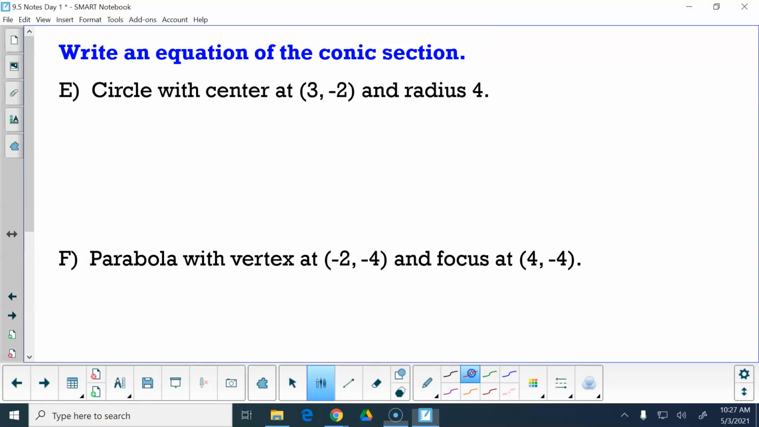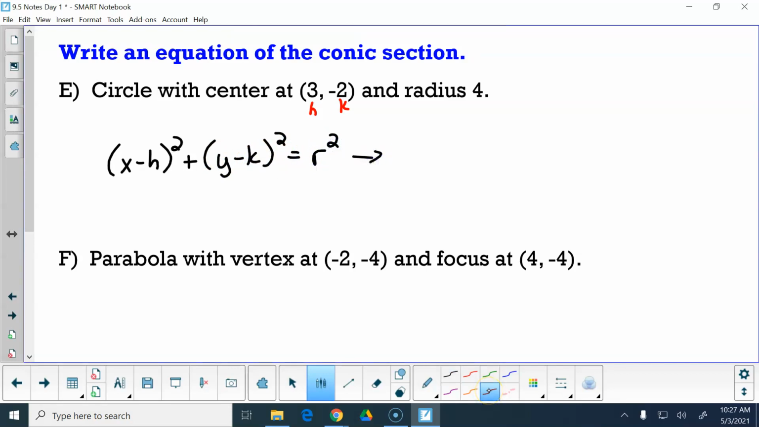Let's do the quick one first. So this is H, right? And that's K. So my equation is X minus H quantity squared plus Y minus K quantity squared equals R squared, which would mean that we would have X minus 3 quantity squared plus Y minus negative 2 quantity squared equals 4 squared, which is not just your all-time favorite elementary school game, but it's 16. Yes? Okay?